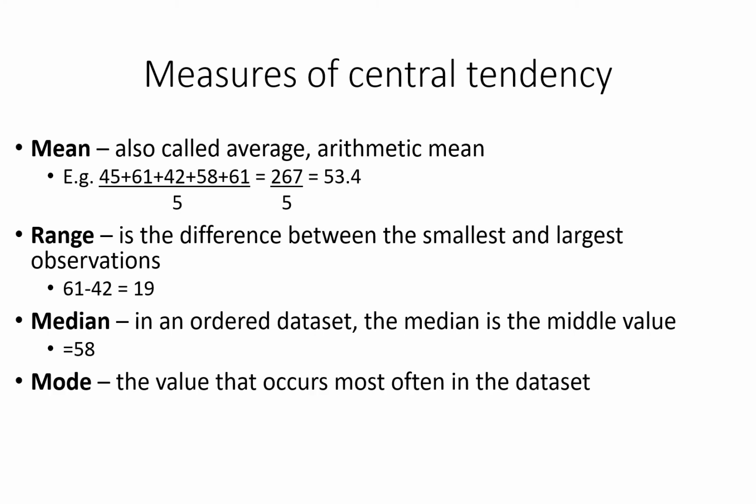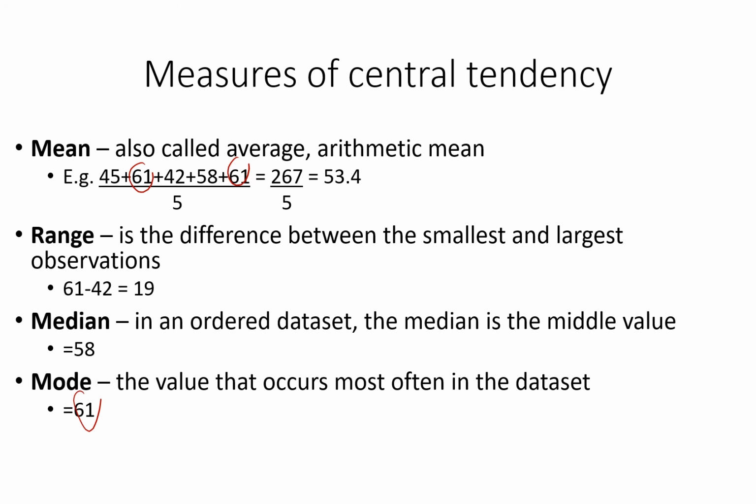The mode is the measurement that occurs the most often in a data set. In this case, the mode is 61, right? Because you have two 61s and everything else has a single value. If a data set has two modes, the term used to describe that data set is bimodal.